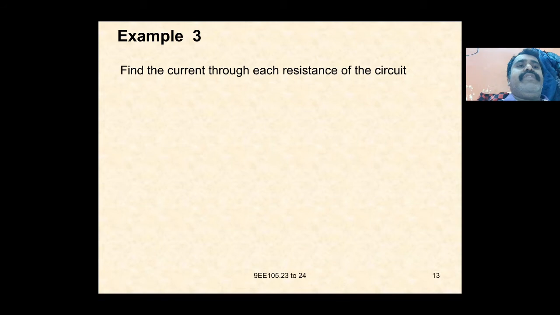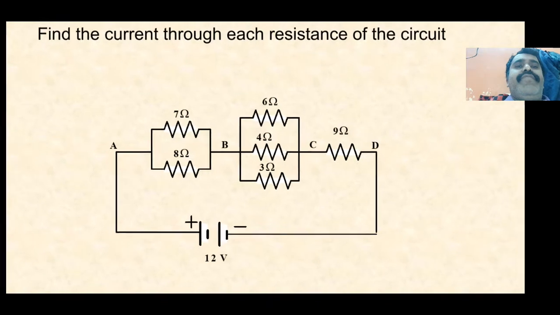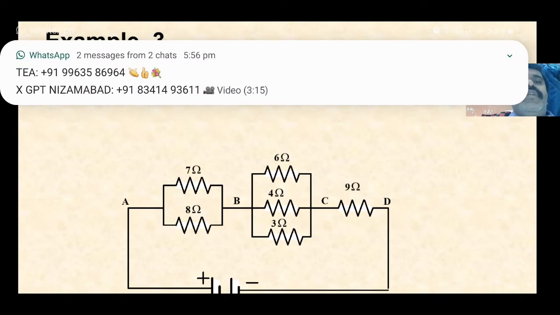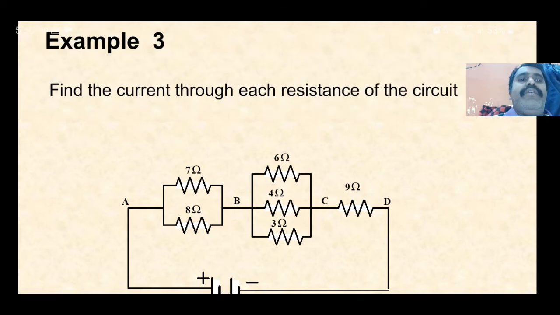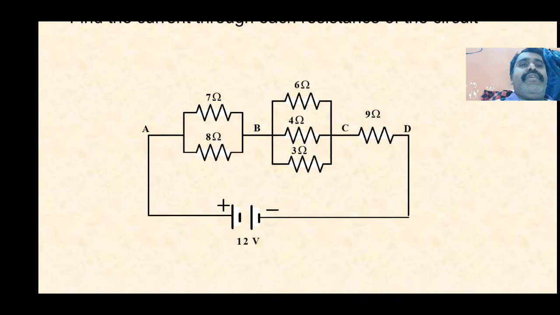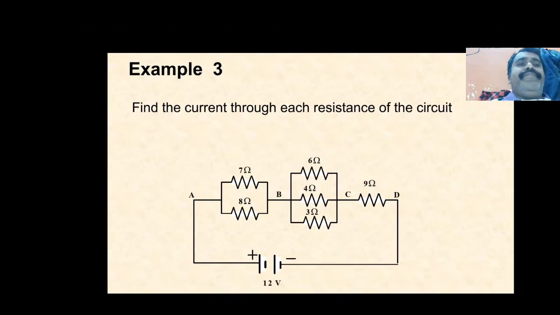Find the current through each resistance of the circuit. Here, first we have to find the equivalent resistance. 7 ohms and 8 ohms are connected in parallel, and we have to find the resistance. Next, 6 ohms, 4 ohms and 3 ohms are connected in parallel, and again we have to find the equivalent resistance. Then the RAB resistance, RBC resistance and RCD resistance are connected in series, so we have to add all the resistances. Then we have to find the current in each branch, that is I1, I2, I3, I4 and I5.